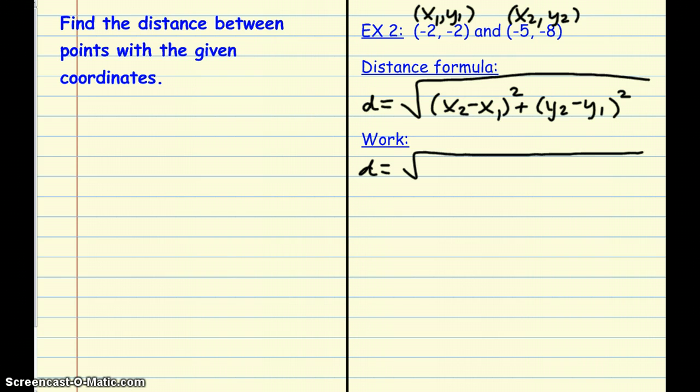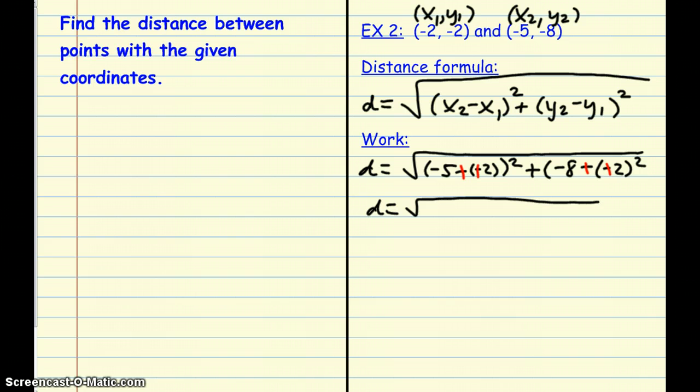And following what the formula says, all we're going to do is simple substitution. So get that long square root in there. And then we have -5 minus -2 squared plus negative 8 minus negative 2 squared as well. From here we're going to solve. Now we have to figure out what's inside each of those parentheses, and subtracting a negative is like adding a positive. So we're actually going to do that for both of them. And so we have d equals negative 5 plus 2 is negative 3 squared, and negative 8 plus 2 is negative 6 squared.